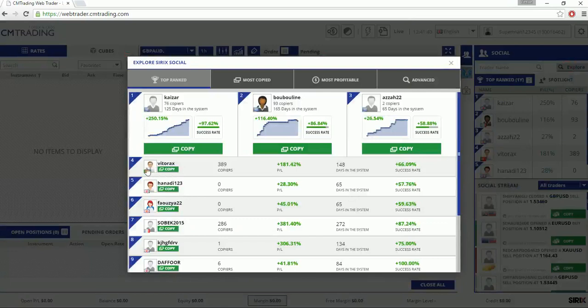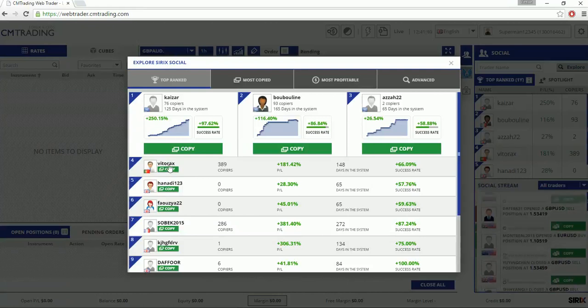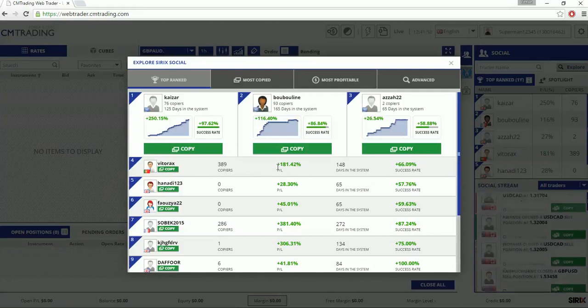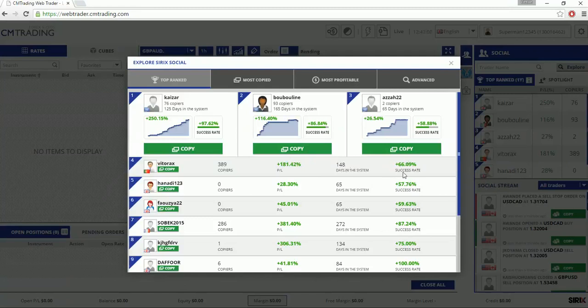Okay, so let's have a look at Vitarax. He's a guy that I've been watching for quite a period of time, and I'm quite impressed with his trading skills. So here we can see there's 389 copiers. He has 181% return on his account. He's been on the system for 148 days, and he's got a success rate of 66%. But now I need to go and look a little bit more in depth.